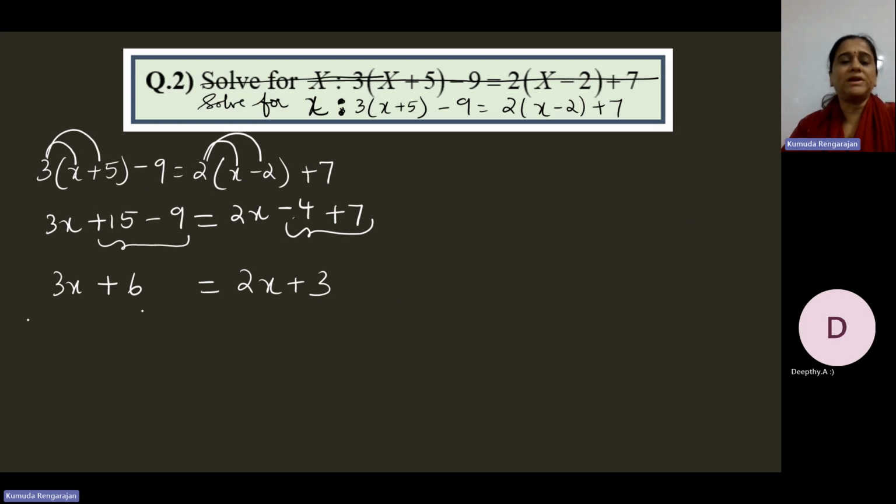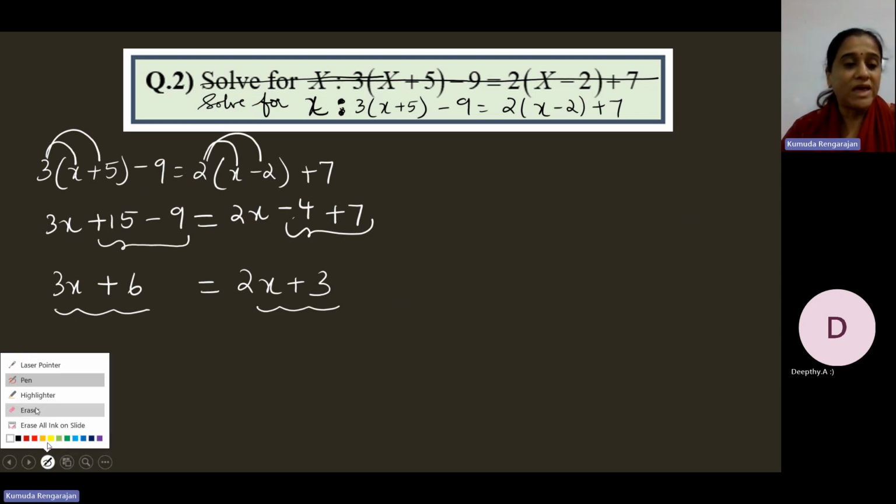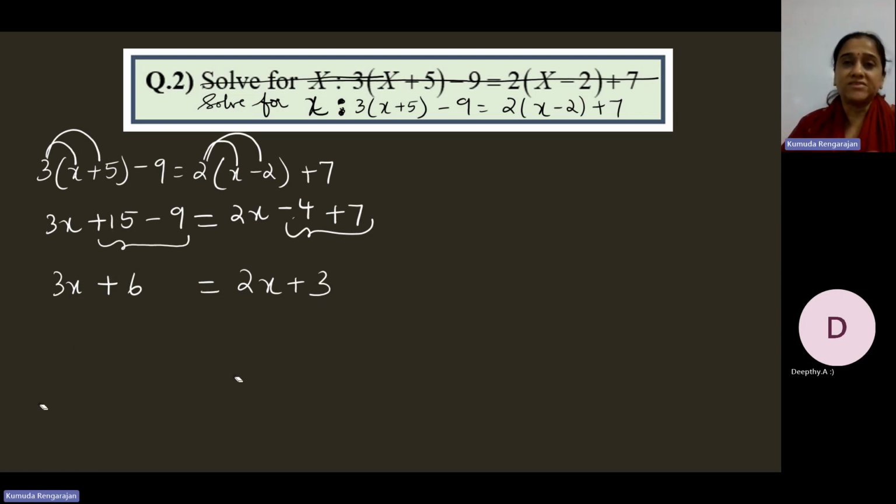Now in all, how many terms are there on both the sides? 2 plus 2, 4 terms. Here we have 2 terms. Here we have 2 terms. How many x terms? 2 x terms and 2 constants. So you have to have the x terms on one side, x terms on the left hand side and the numbers on the right hand side. You have to have the x terms on the, see, totally there are 4 terms.